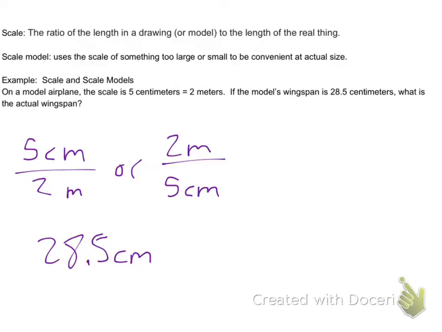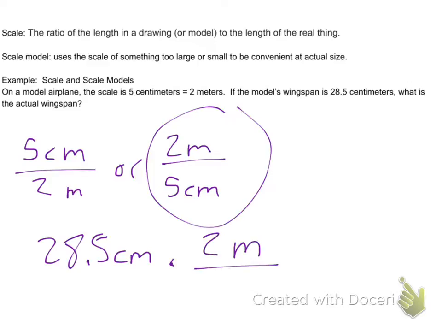I mean, 28.5 centimeters, that's not too big for a model. What's it like in real life? How can I cancel centimeters? I have to multiply it by something with centimeters on the bottom. So I need to choose this one of 2 meters over 5 centimeters. So therefore, my centimeters will cancel. I'm left in meters. What's 28.5 times 2? And then divide it by 5.